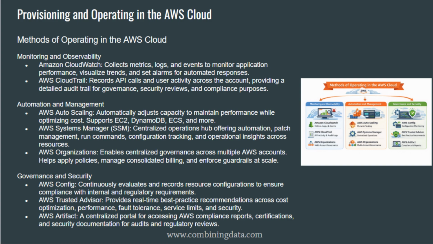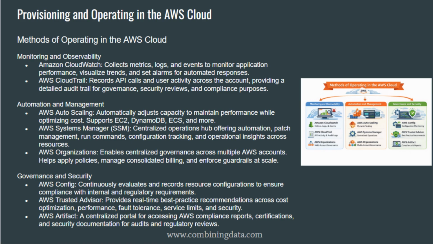Operating effectively starts with visibility. You need to know what's happening in your environment at all times. Amazon CloudWatch is the primary monitoring service in AWS. It collects metrics: CPU usage, memory, latency, request counts; logs: application logs, system logs; and events: state changes, operational events.